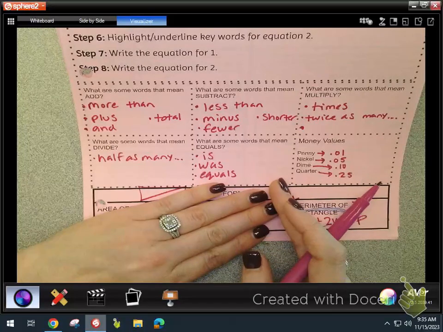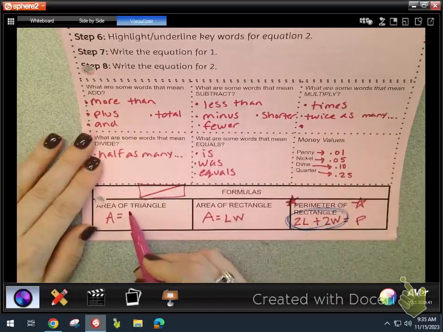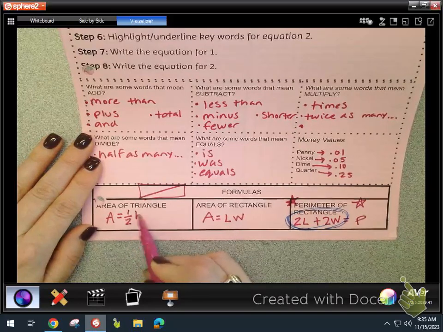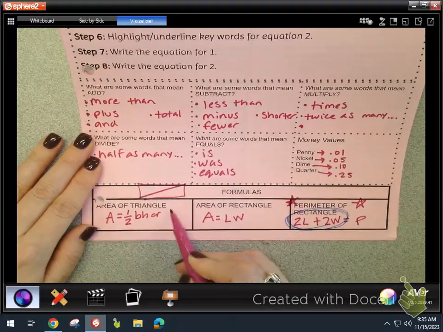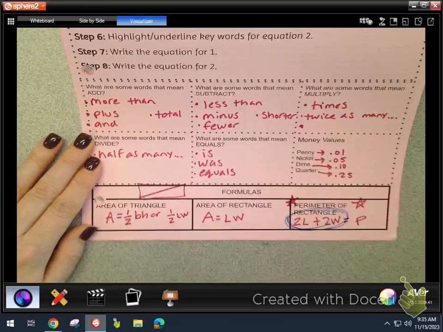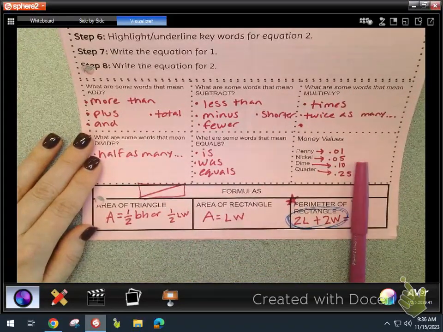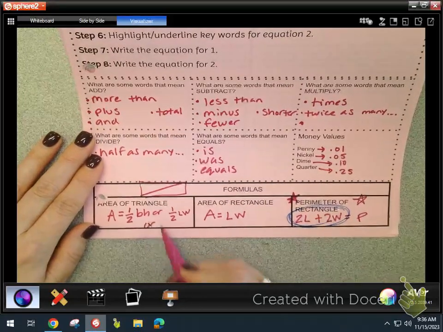So if I cut it in half, A equals 1/2 BH. 1/2 base times height, or 1/2 length times width. Means the same thing, right? Okay. And I like to do base times height divided by 2. That's how I like mine.